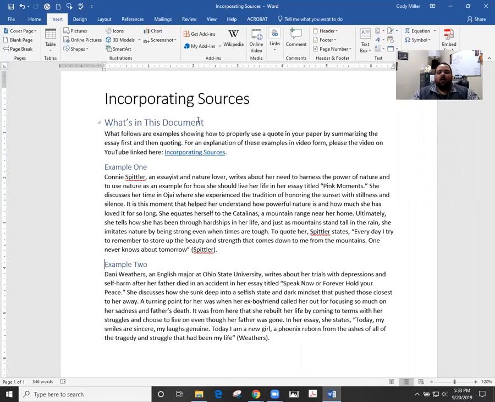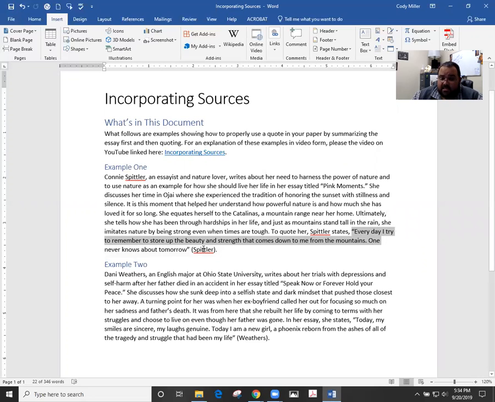One is that each time you're getting ready to quote from a source for the first time. Notice I have a quote down here. That means it's got quotation marks around it. Down in the bottom of the first summary, I have a quote that says, "Every day I try to remember to store up the beauty and the strength that comes down to me from the mountains. One never knows about tomorrow."